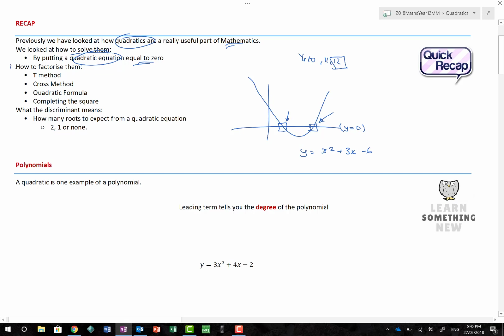Now we've looked at how to factorize them, and I've shown the T method, I've shown the cross method, the quadratic formula, and completing the square. Right, now completing the square the way I do it actually puts it in turning point form.